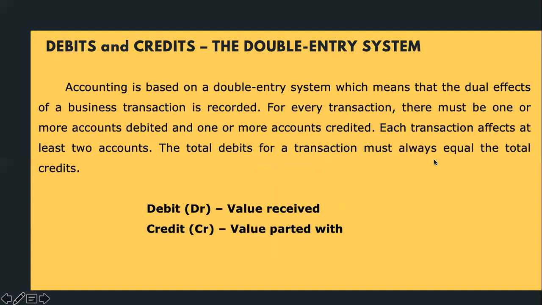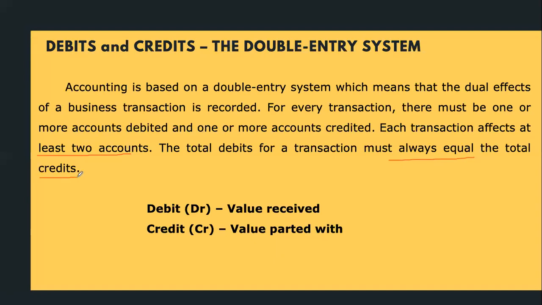So for this part, we'll discuss debits and credits and the double entry system. What is the double entry system? Accounting is based on a double entry system, which means that the dual effects of a business transaction are recorded. For every transaction, there must be one or more accounts debited and one or more accounts credited. Each transaction affects at least, take note of this, at least 2 accounts, and the total debits for a transaction must always equal the total credits.